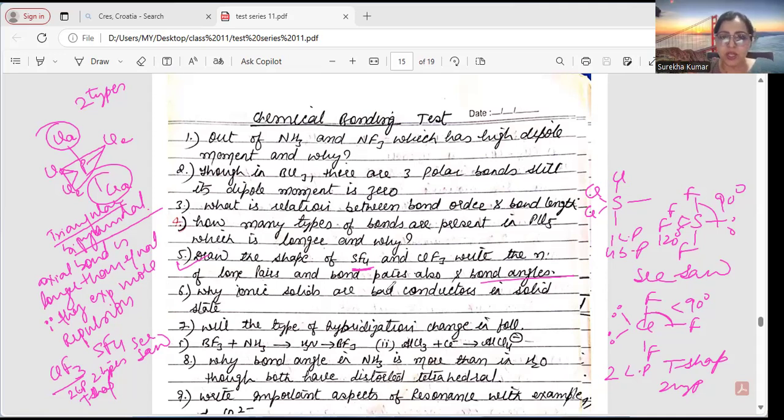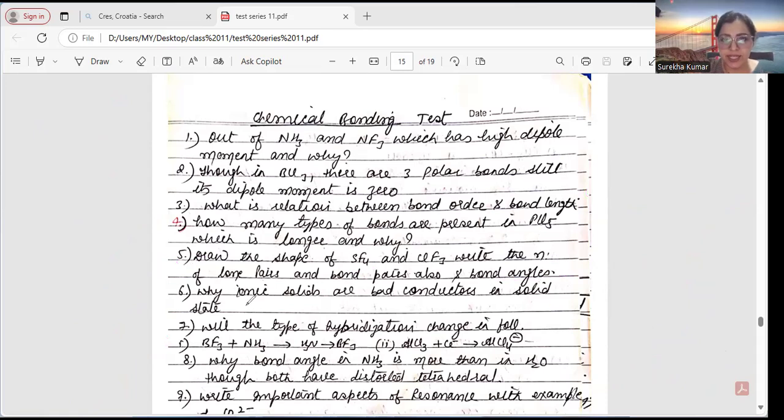Why are ionic solids bad conductors in solid state? Because ions are tightly held and not free to move about. That's why they are bad conductors.